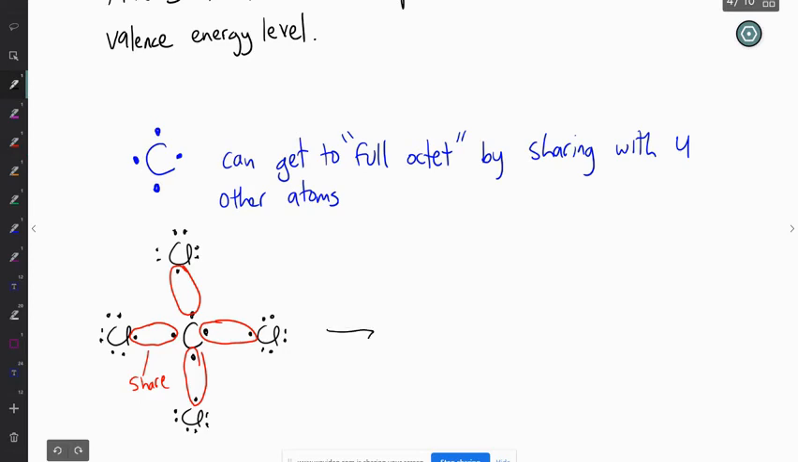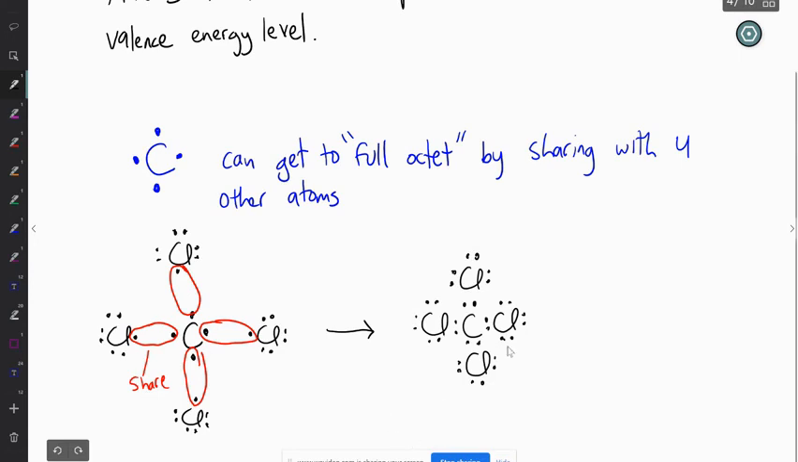I could redraw this as carbon in the middle with its 8 valence electrons. Each chlorine has 3 pairs of electrons to itself and is sharing 1 with carbon. And the key here is that the shared pairs count for both atoms.